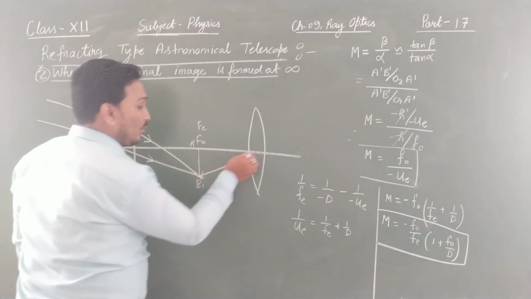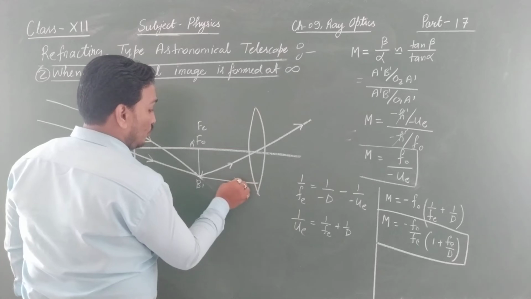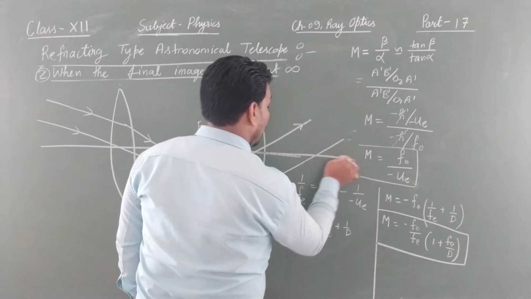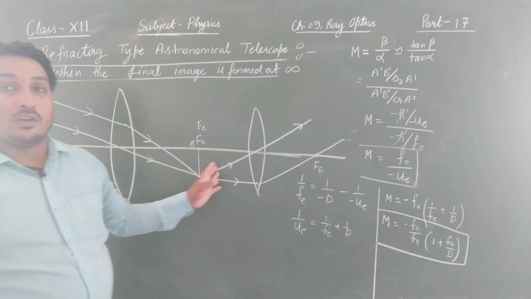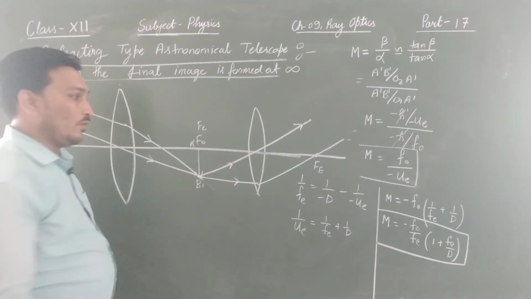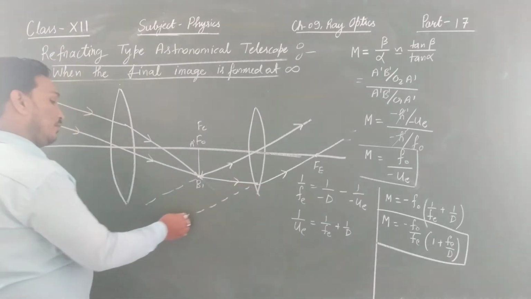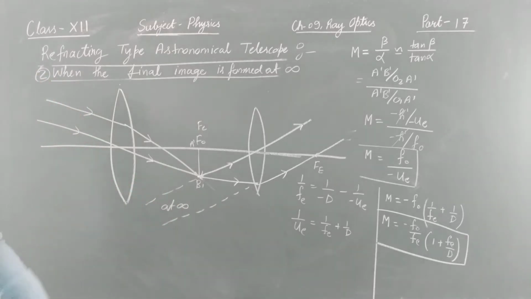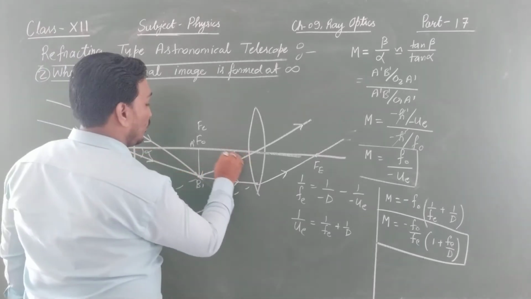So in this case what will happen? The ray of light which passes through the optical center will go like that only. And the ray of light which goes parallel to the principal axis becomes parallel to the previous ray. If we extend them behind, they will be parallel to each other and they will cut at infinity. So this is how the ray diagram is made. The visual angle of the object is alpha, so it is also alpha. The visual angle of the image is beta.